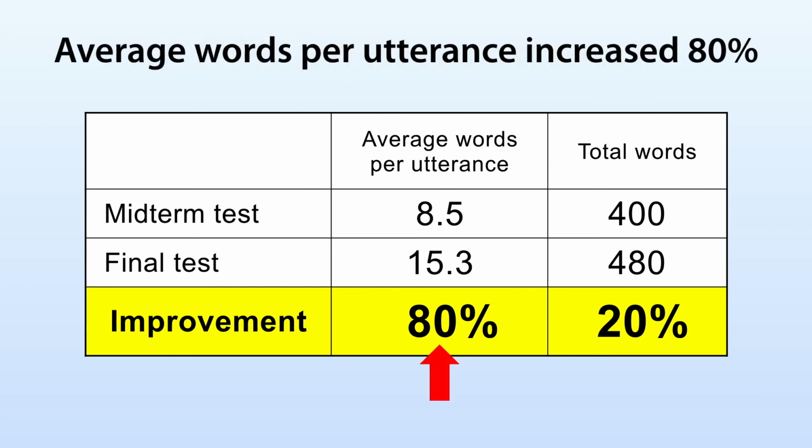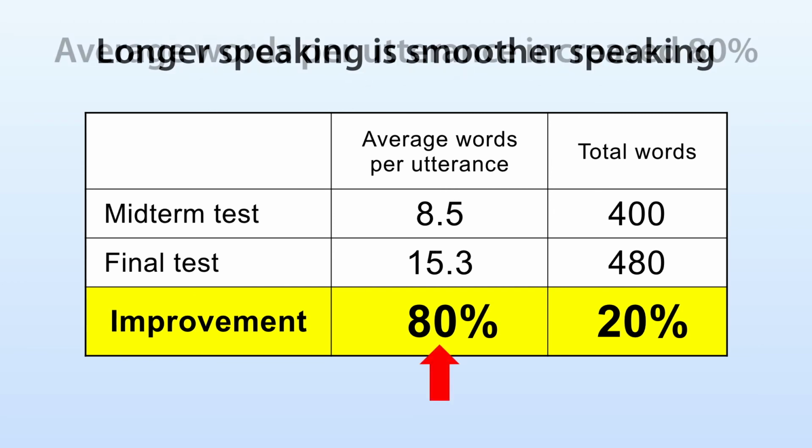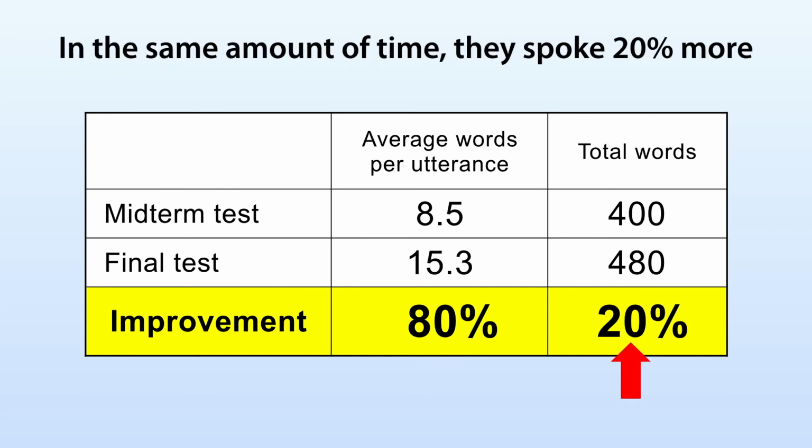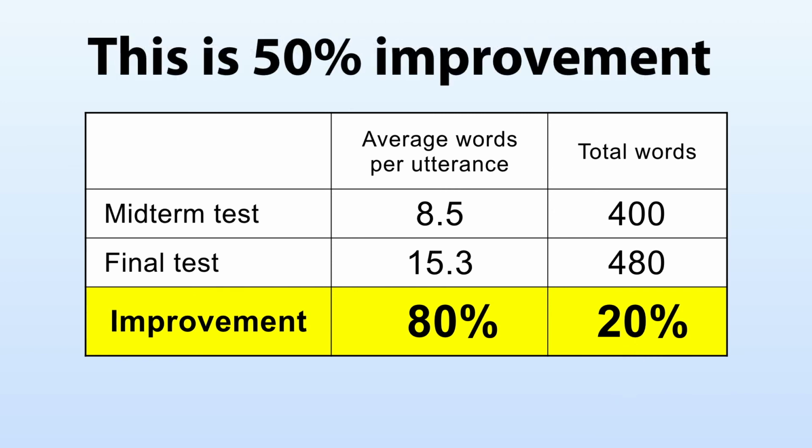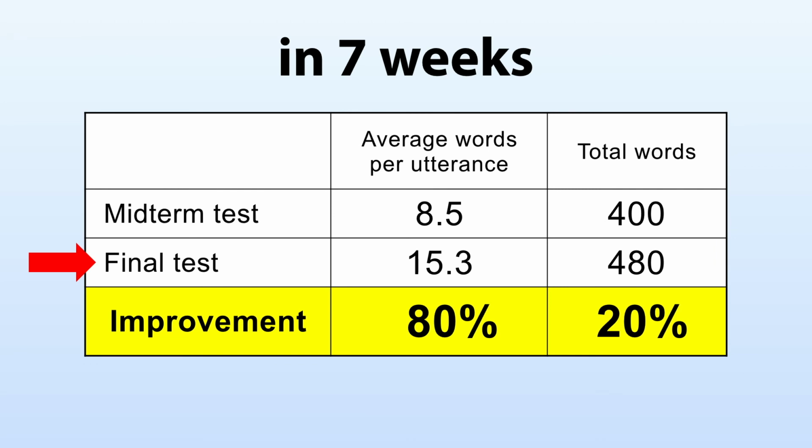Average words per utterance increased 80%. Longer speaking is smoother speaking. In the same amount of time, they spoke 20% more words. That means shorter pauses and fewer pauses. This is 50% improvement in 7 weeks.